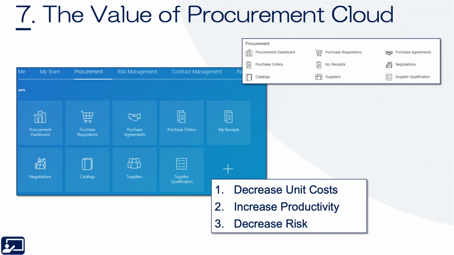And then lastly, the value of Procurement Cloud. So we've talked about this. We have a whole separate slice of creating value, but really what these procurement applications do is they focus on decreasing unit costs and increasing productivity. We hear a lot about self-service, right? Supplier self-service or requester self-service. They increase productivity and then they decrease counterparty risk.